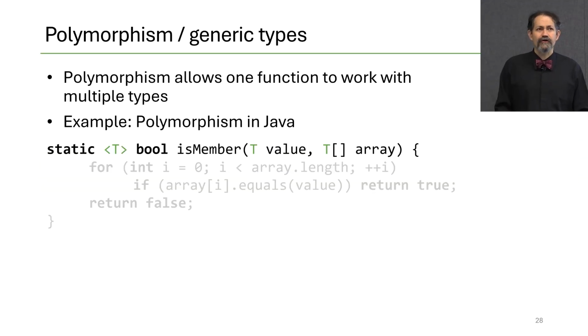Polymorphism, also called generic types, allows one function to work with multiple types of data. Let's look at an example of polymorphism in Java.